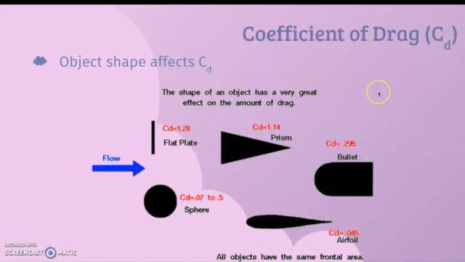So let's take a look at how object shapes affect the coefficient of drag. The shape of an object has a very great effect on the amount of drag. If we have a flow moving in this direction, a flat plate is going to have significantly more drag than an airfoil.